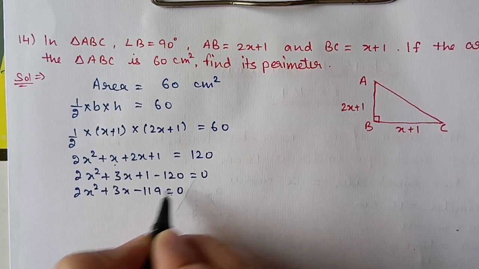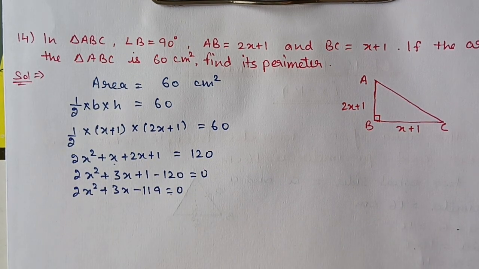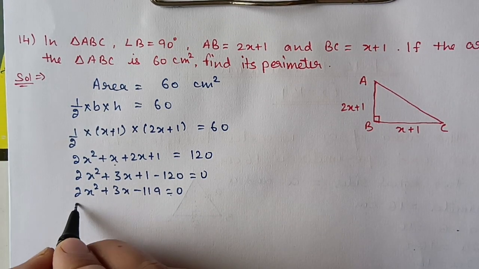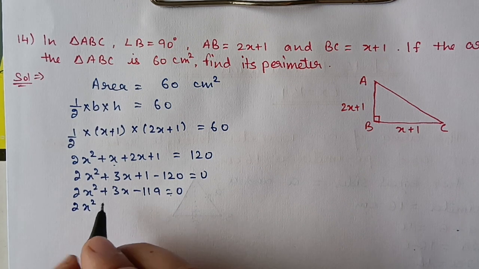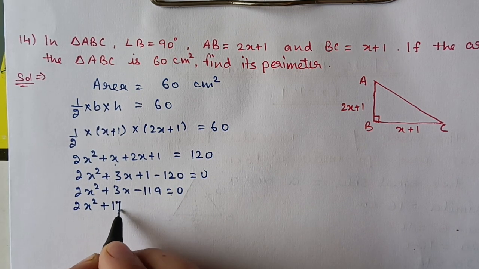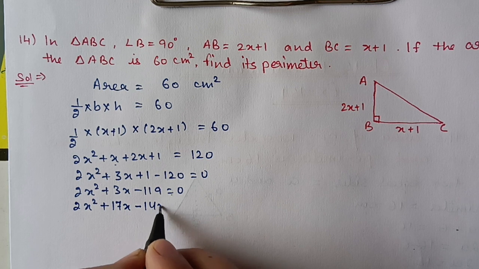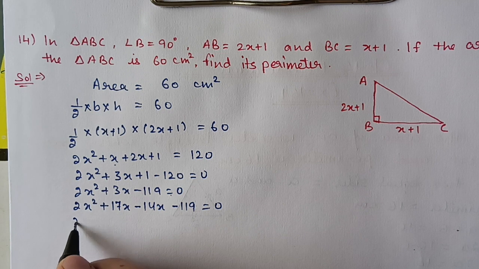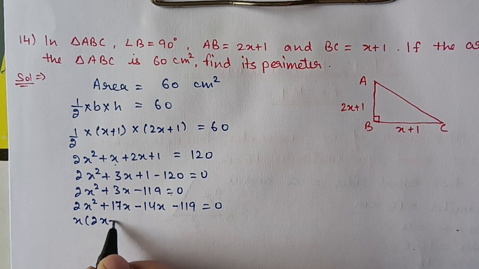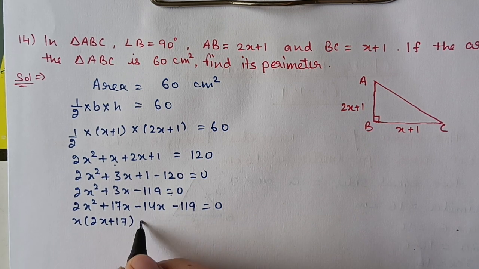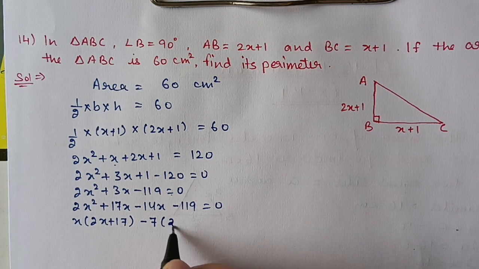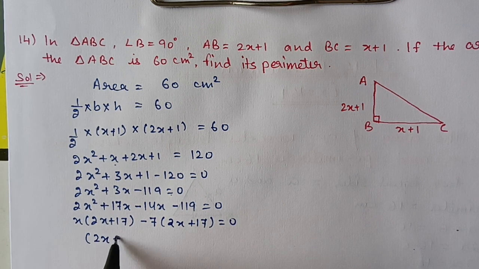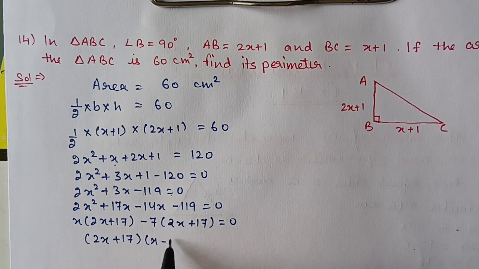Minus 119. After multiplying these two, we will get 238, and we have to find factors such that after subtraction 3 should come. So the factors will be 17 and 14: 17 minus 14x. From the first two we can take x as common, so 2x plus 17. From the last two we can take 7 as common, so 2x plus 17. So the two brackets are 2x plus 17 and x minus 7.